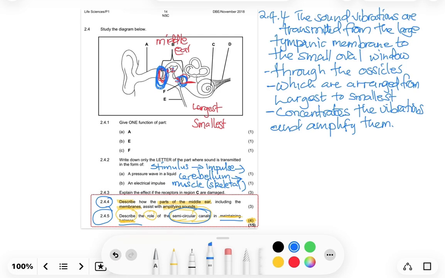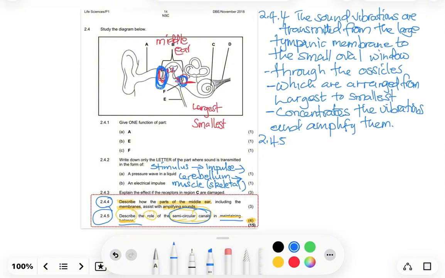So let's answer question 2.4.5. Like I said, it is going to start with the stimulus, and the stimulus can be a change in speed or direction of movement.